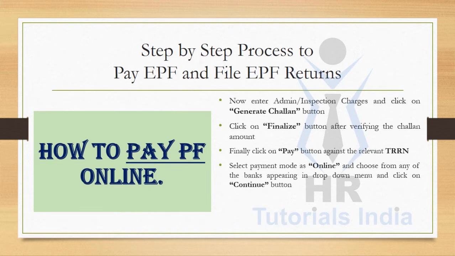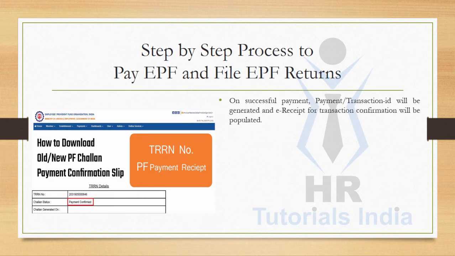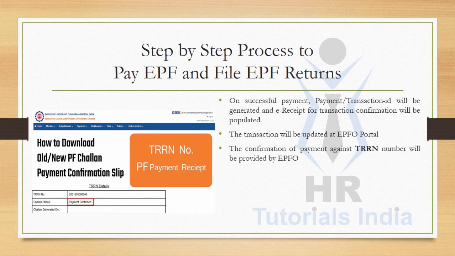Select the payment mode as online and choose from any of the banks appearing in the drop-down menu and click on Continue button. This action will take you to your bank's internet banking login website where you need to log in and make the payment through net banking. On successful payment, payment transaction ID will be generated and e-receipt for transaction confirmation will be populated. The transaction will be updated at EPFO portal. The confirmation of payment against TRN number will be provided by EPFO.